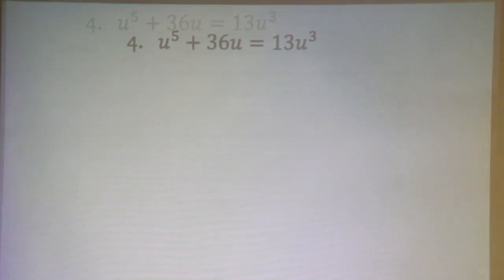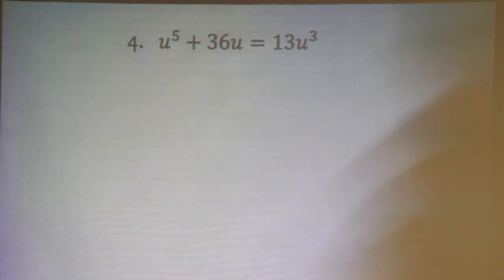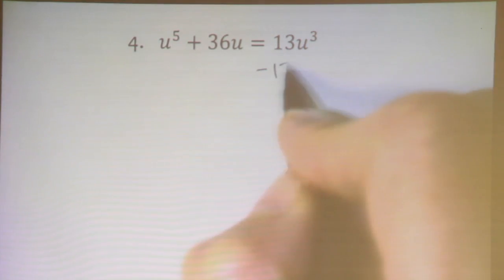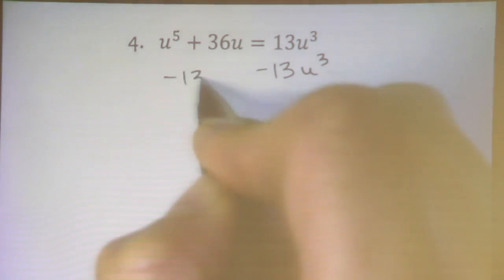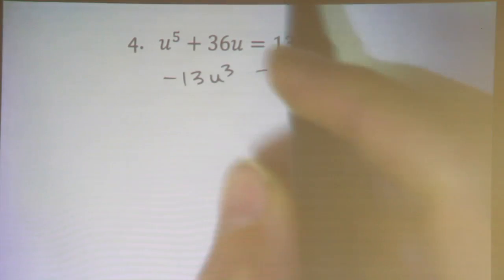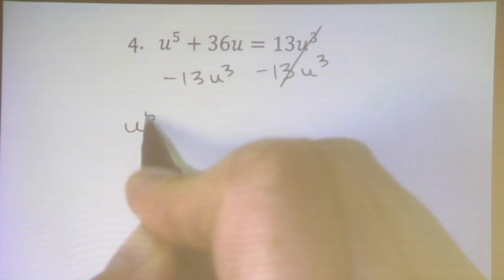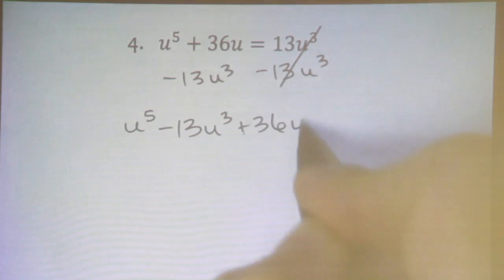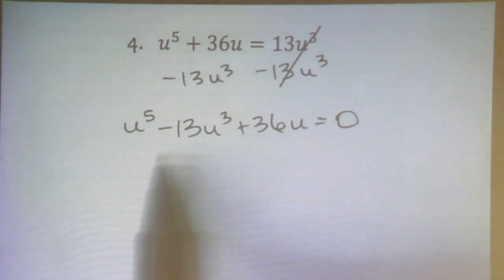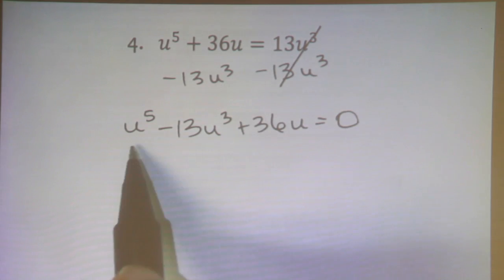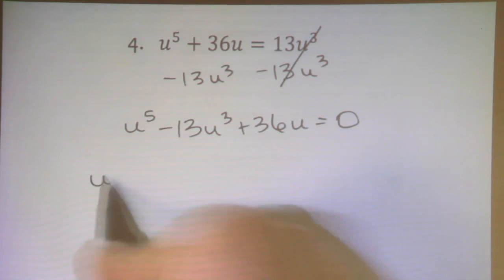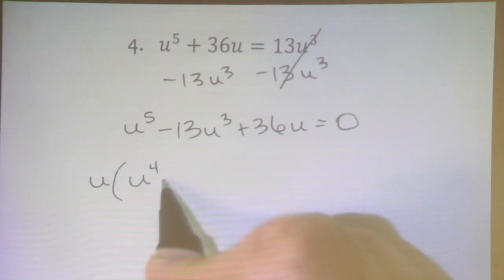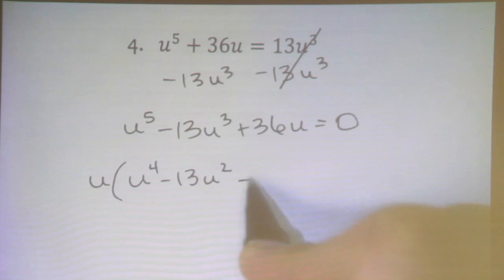It just is. Alright, so the first thing we want to do here is get the equation set equal to 0 in standard form. So we need to subtract 13u to the third from both sides and put it in standard form. It's going to look like this. U to the fifth minus 13u to the third plus 36u equals 0. Factoring completely, we want to look for a GCF. They all have a u in common. So you take out that common u, and you're left with u to the fourth minus 13u squared plus 36.